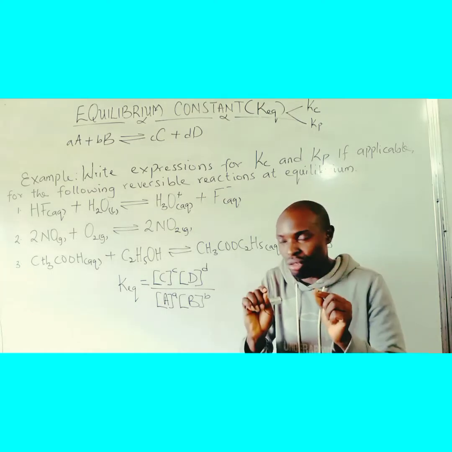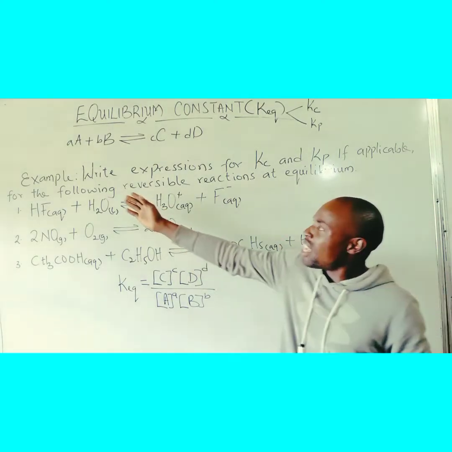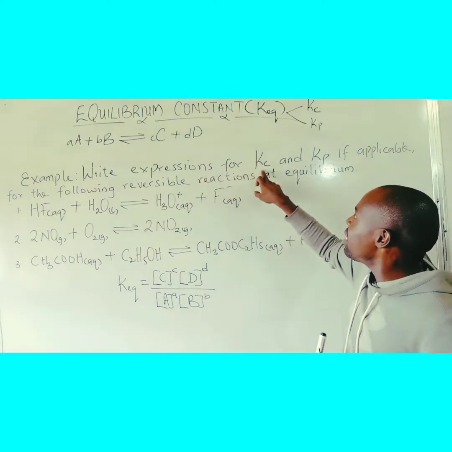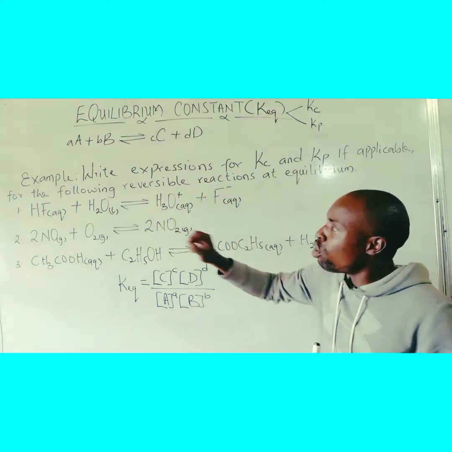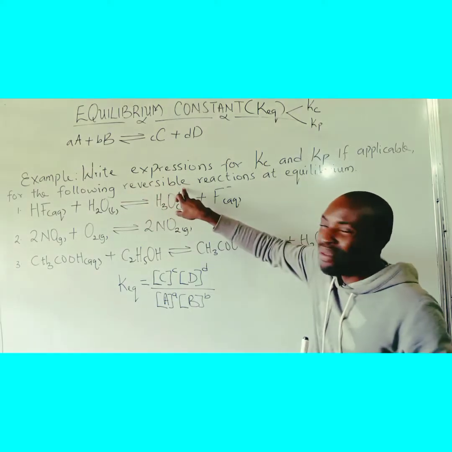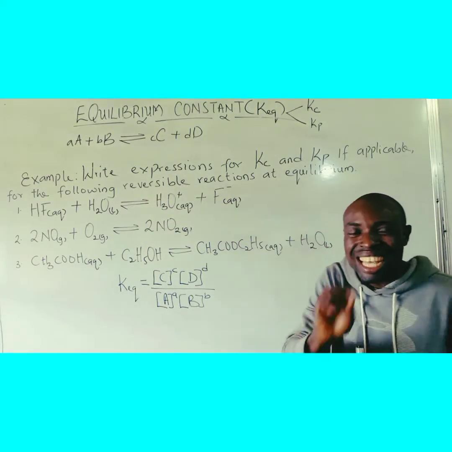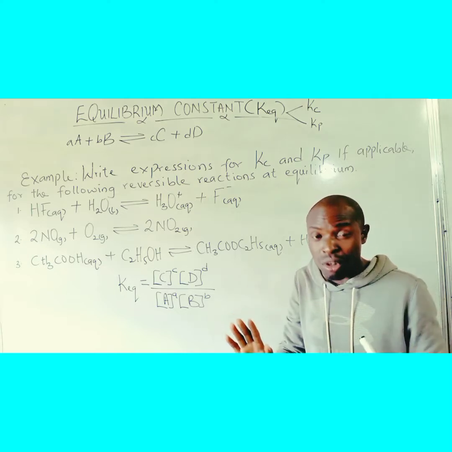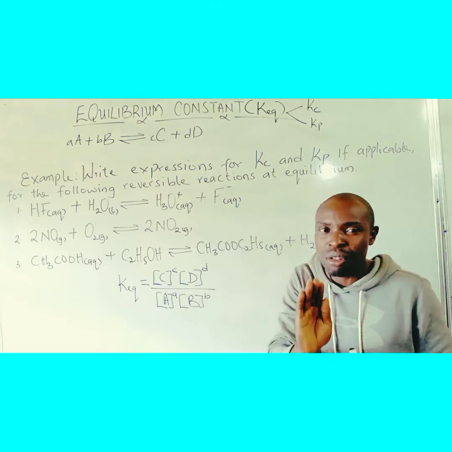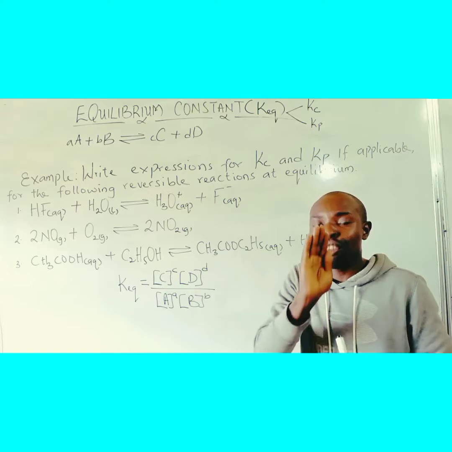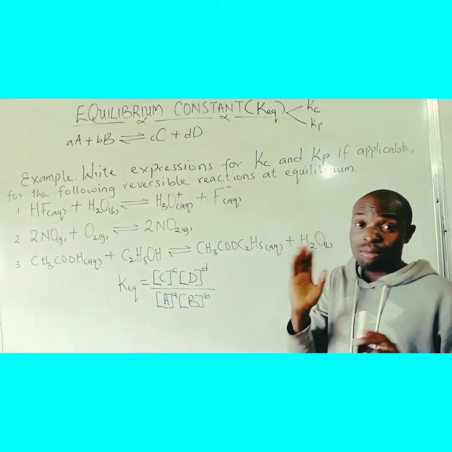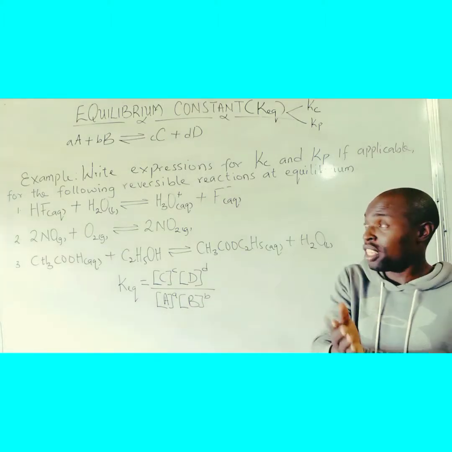Now we make progress. On the board we are given some questions, which is to write the expression for Kc and Kp, if applicable, for the following reversible reactions at equilibrium. Very simple. I'm going to be teaching you simple steps on how to address such questions. Sit back, relax, and have fun with chemistry, because it is easy.